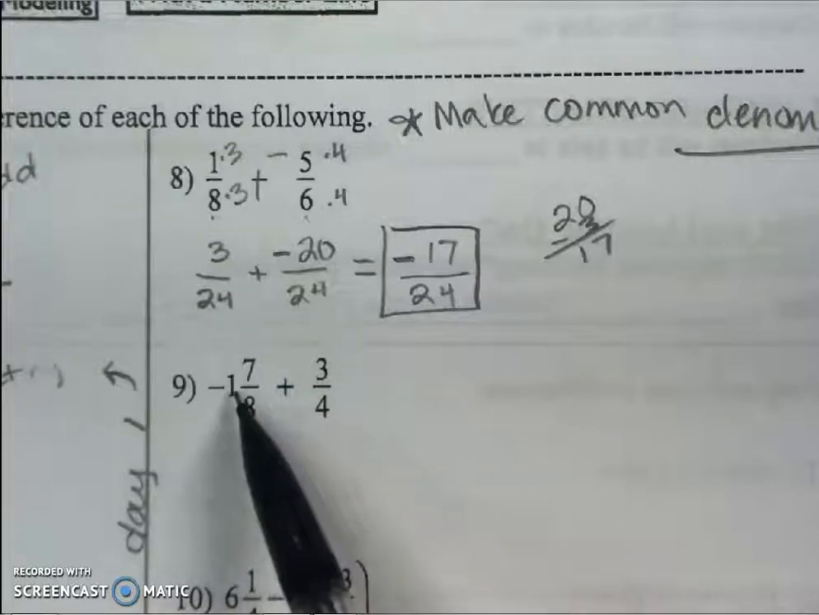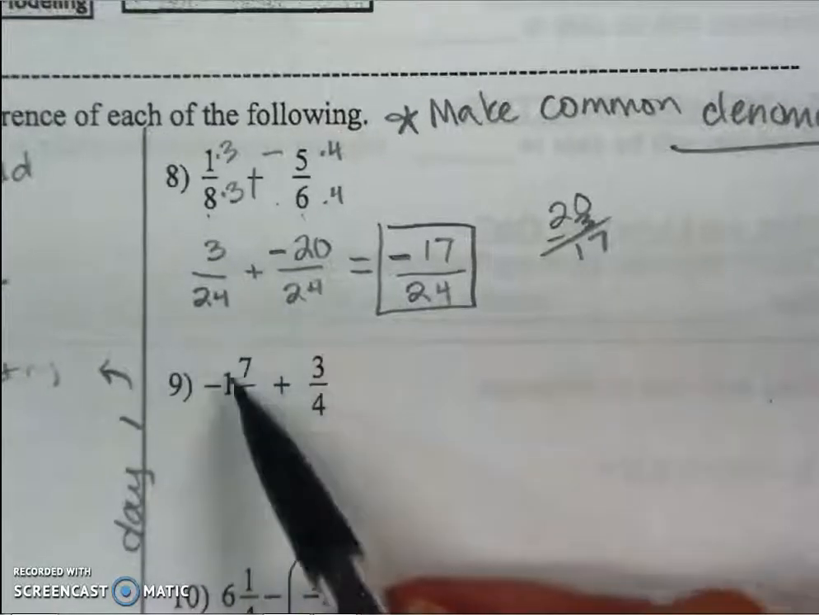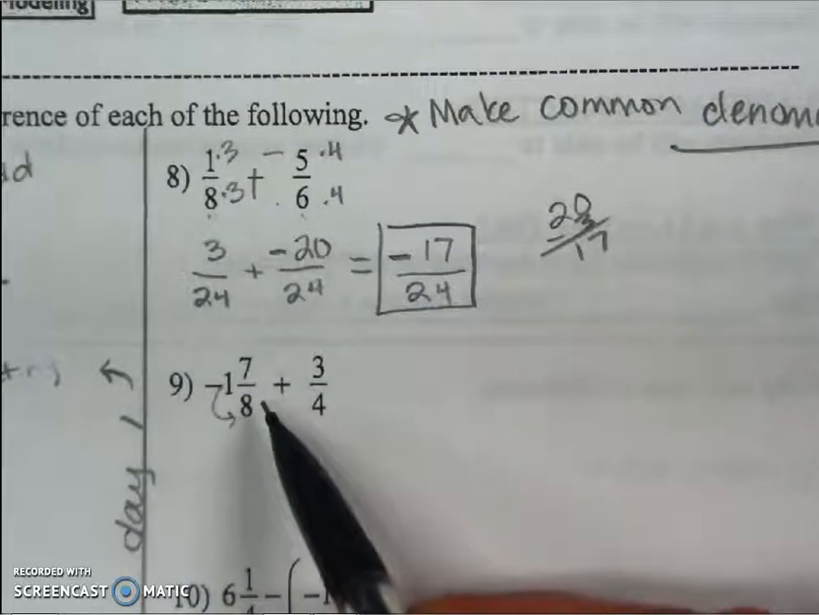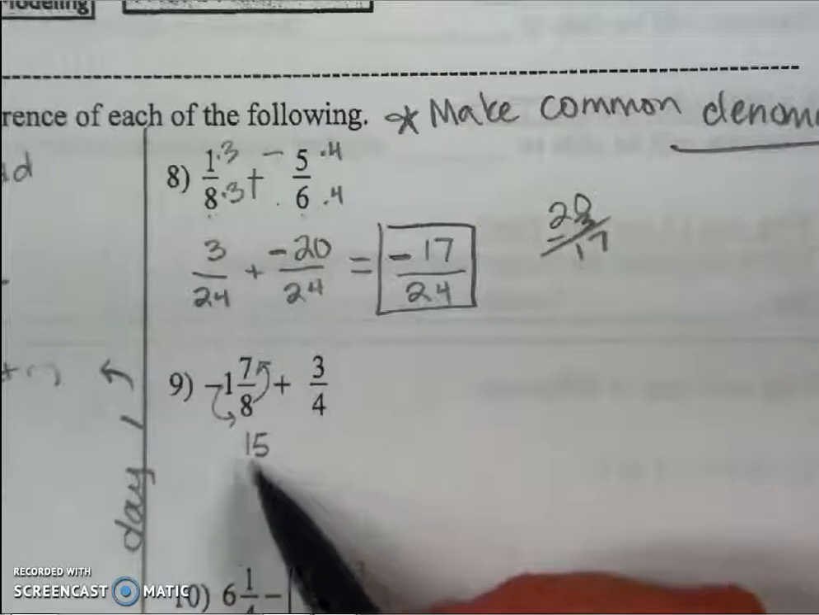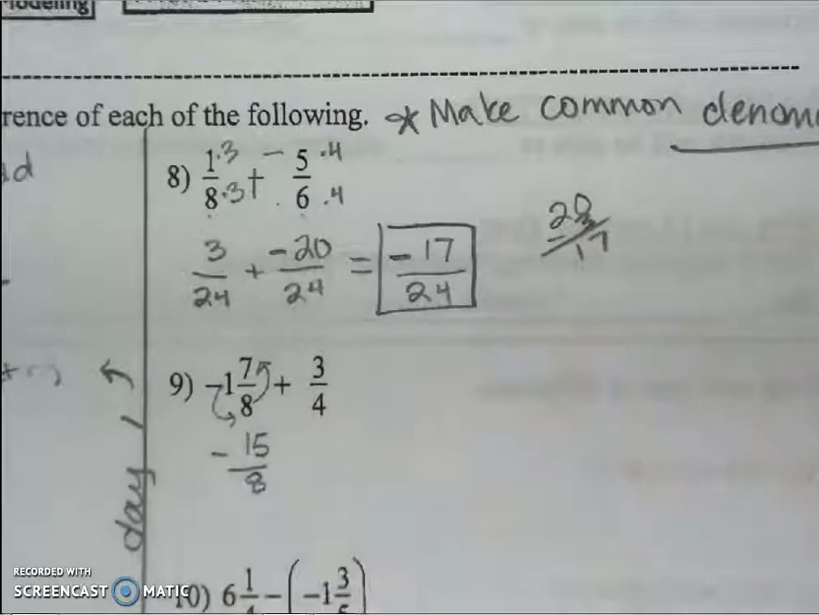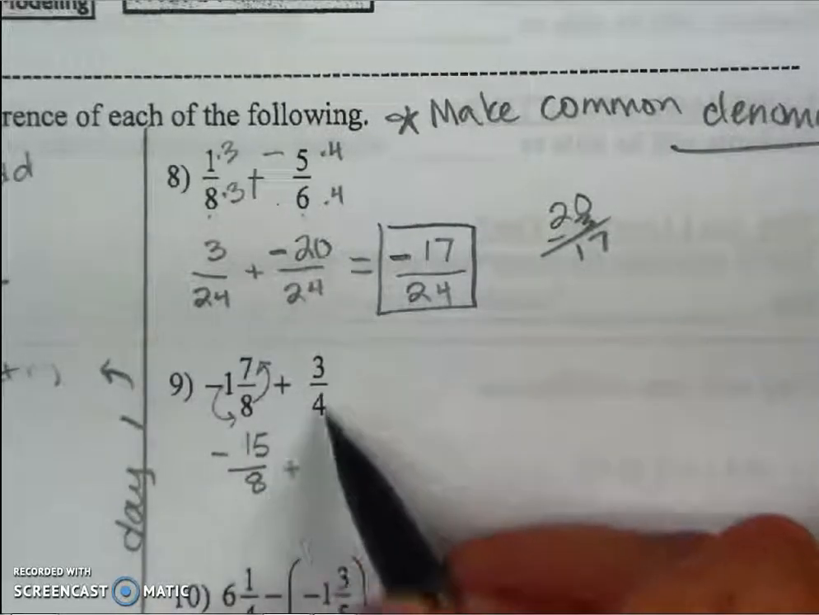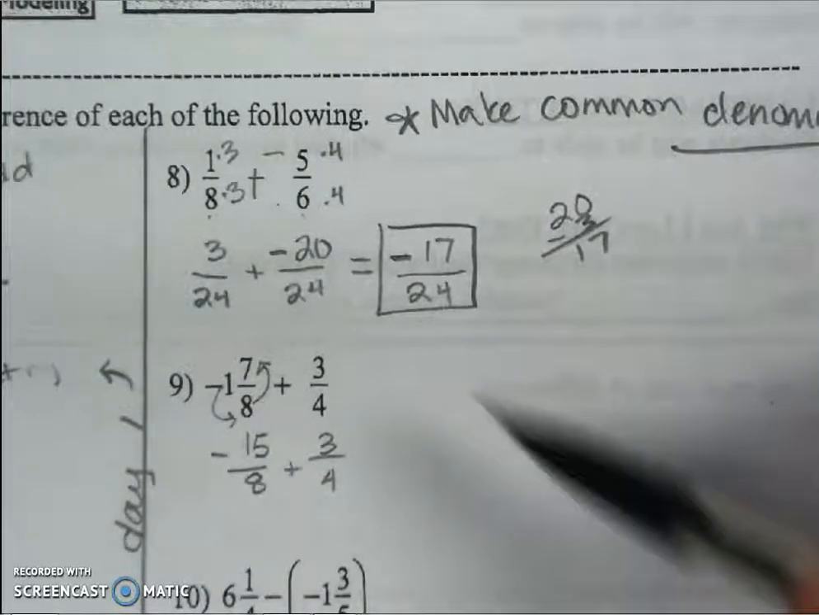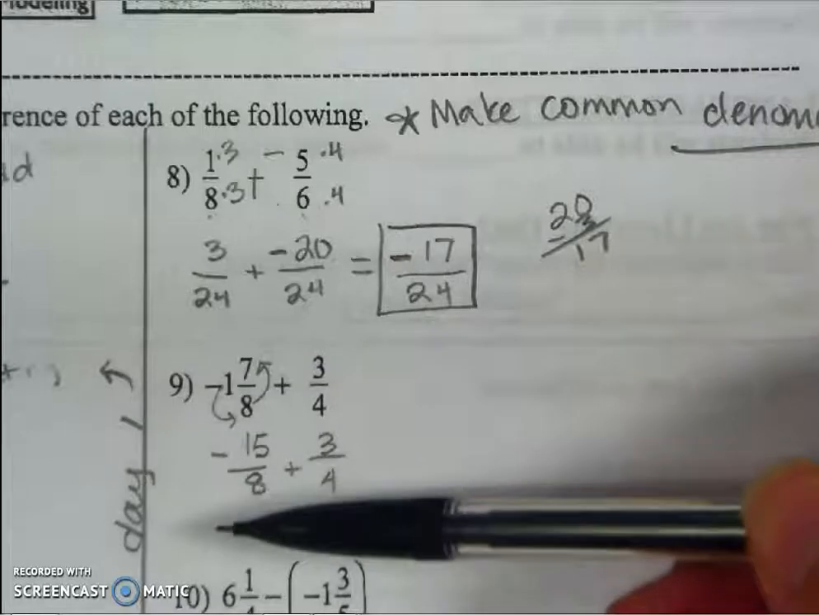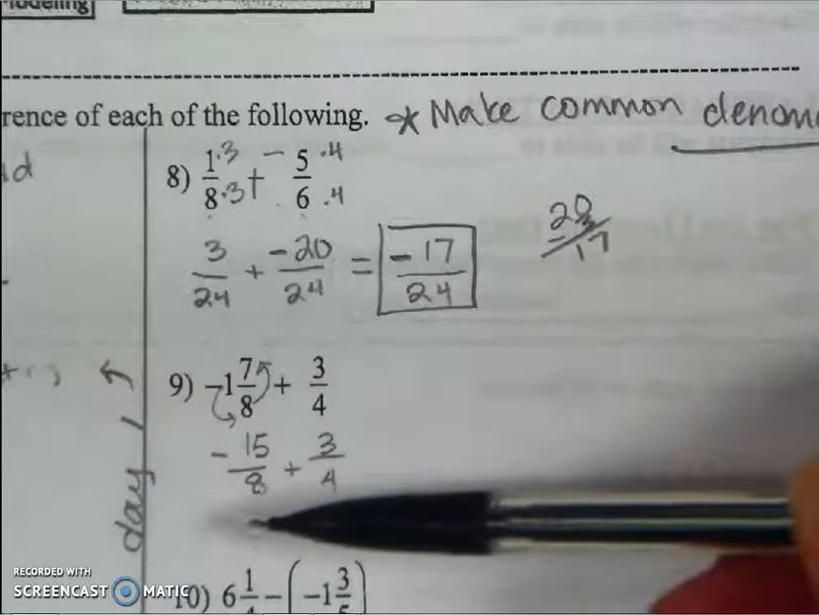And so that's going to be, let's see, 1 times 8 is 8. Let's draw in those little circles. 1 times 8 is 8. 8 plus that 7 is going to be 15. So that's really negative 15/8 plus 3/4. Now that they're both written as a numerator and a denominator, now we can make common denominators.